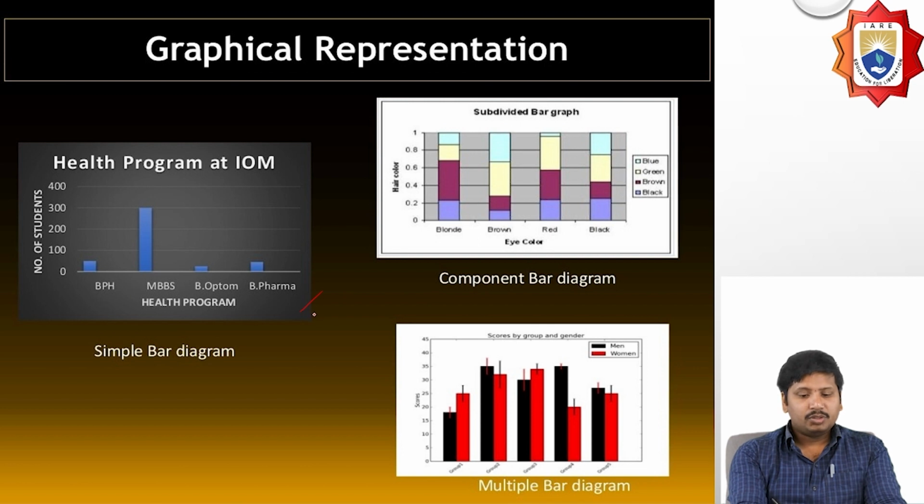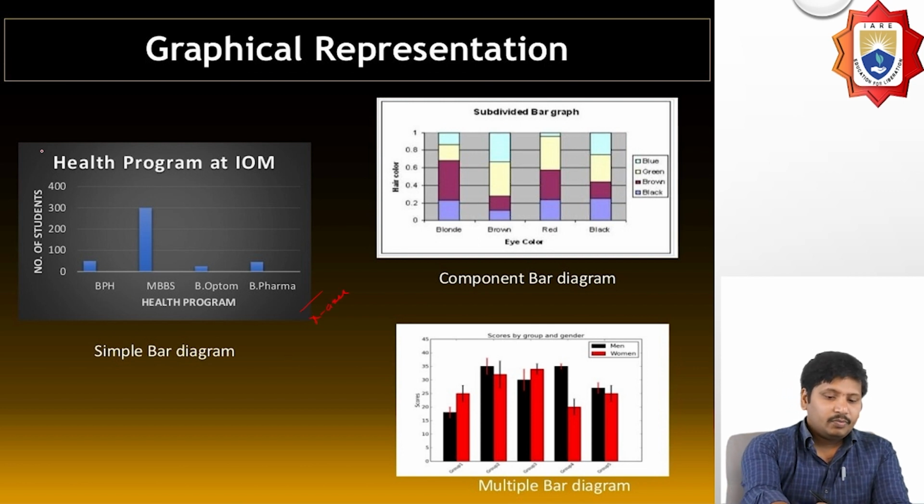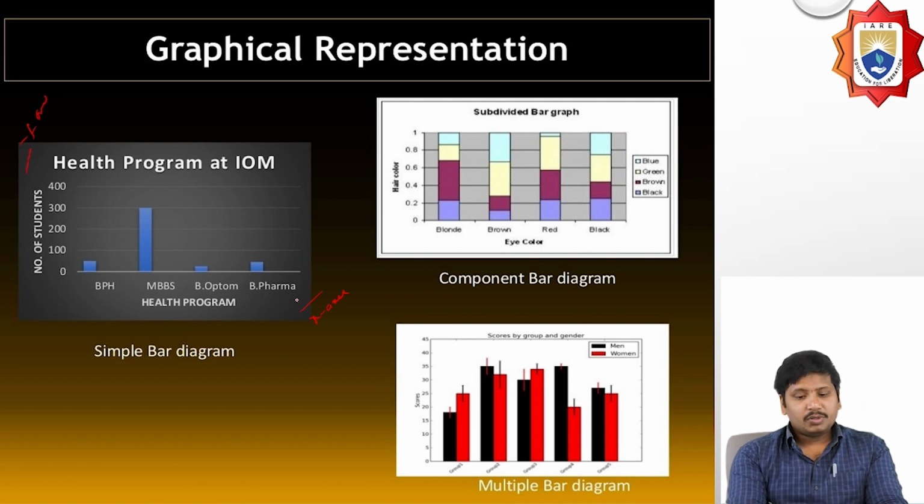Simple bar means that we represent the variables on the x-axis, whereas the frequencies are presented on the y-axis. If I'm going to construct this, I would like to know how many students are studying BPT, how many students are studying MBBS, and B.Pharm, like this. Then I go for the simple bar diagram.